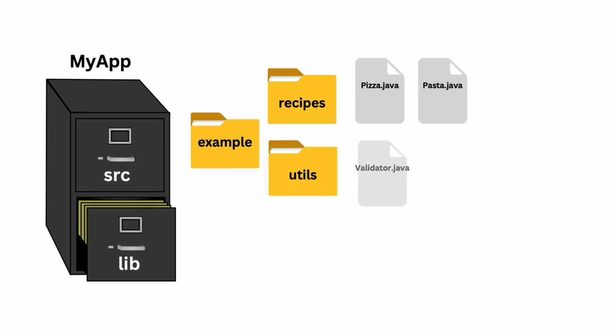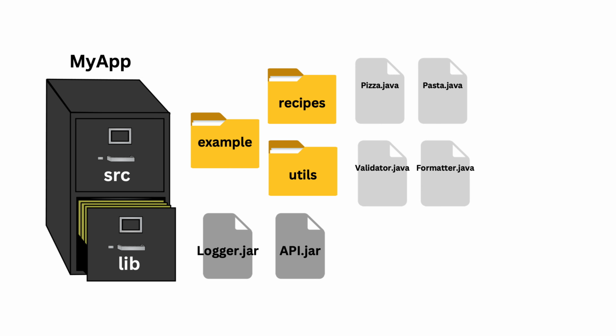Similarly, in our utils package, we have two Java files there as well, one called validator.java and another called formatter.java. Our lib drawer has two files, one called logger.jar and another called api.jar. Jars are simply files that contain code written by others that we want to use in our application. We'll discuss jars throughout this course.